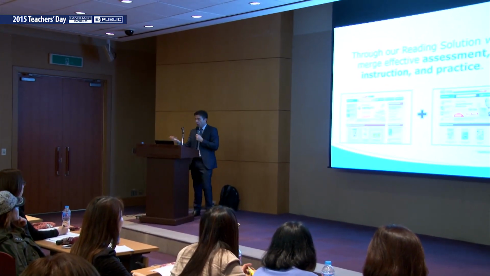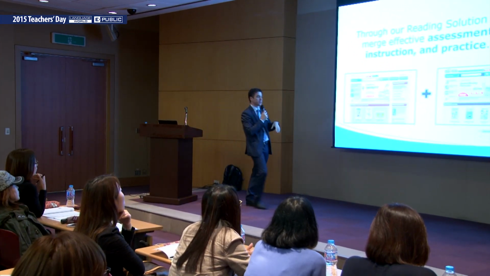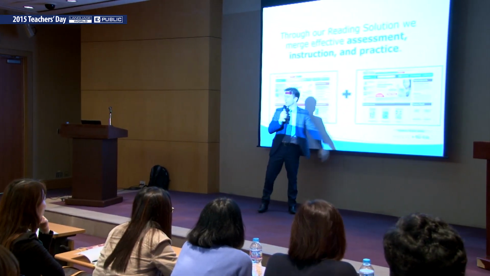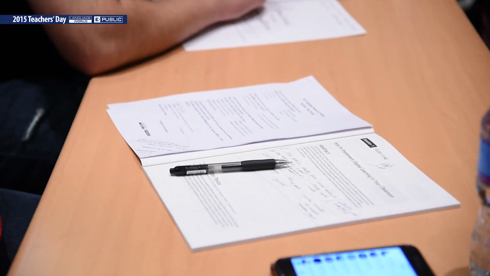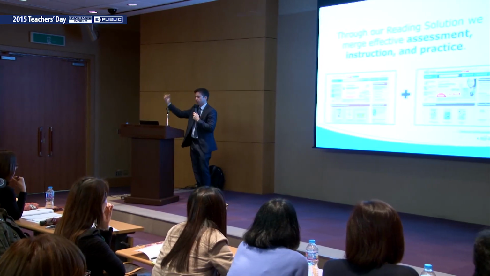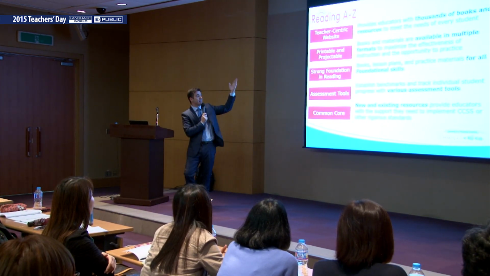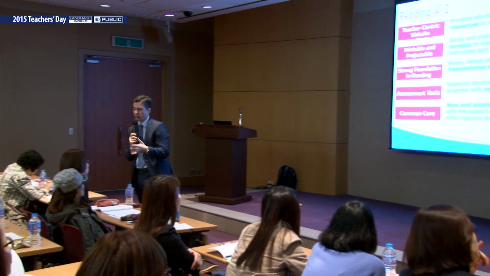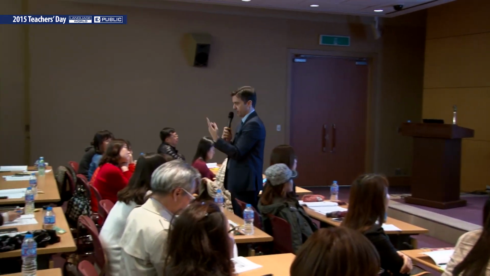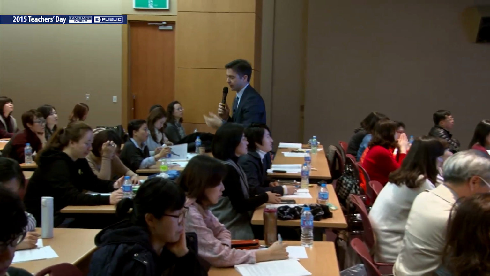Now, through our reading solution, we merge effective assessment, instruction, and practice. In other words, you'll see that the RazKids site, you're welcome to go online and check it out, has been designed with the student in mind, whereas the Reading A to Z site has been designed with the teacher in mind. It's a teacher-centric site. In other words, Reading A to Z provides educators with thousands of books and resources to meet the needs of every student. You don't only get one book, one reader. You get more than 1,500 readers at an affordable price you would not believe.